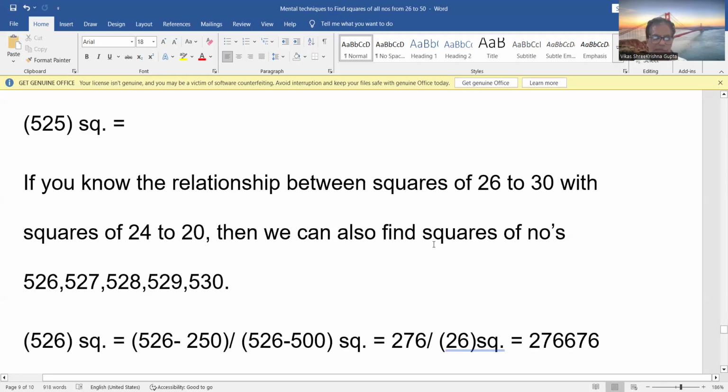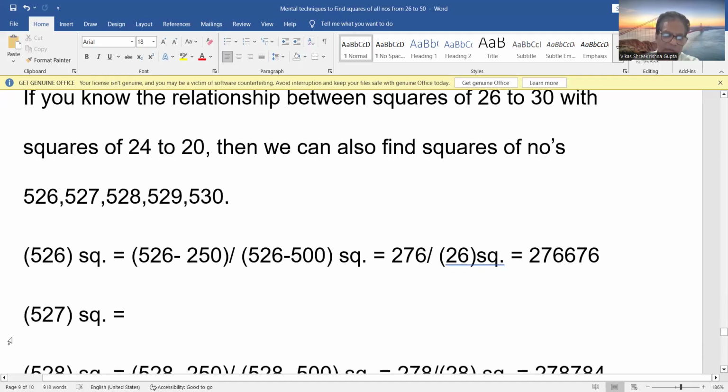And if you know the relationship of the squares of 26 to 30 and 24 to 20, which I have shown you earlier, then you can also find the squares of these big numbers. 526, 527, 530. 526 square is equal to how much? 526 minus 250 and 526 minus 250. So it is 276 and then 26 squares.